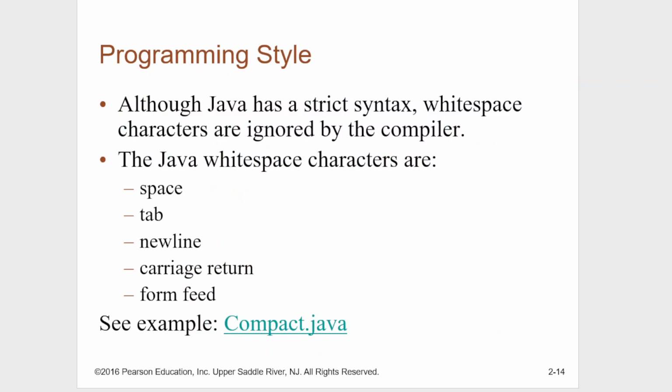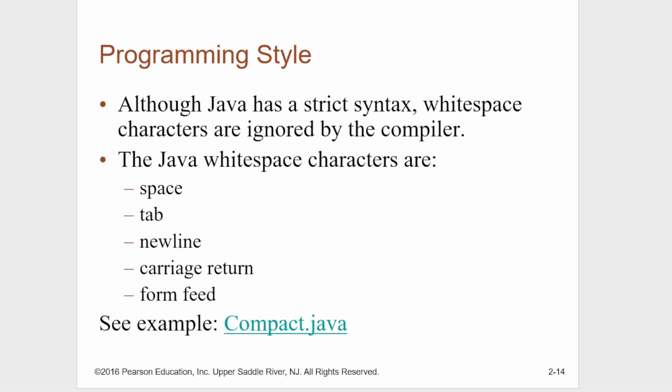All right, so programming style. Although Java has a strict syntax, white space characters are ignored by the compiler. The Java white space characters are space, tab, new line, carriage return, and form feed. In other programming languages, like Python, we don't have brackets. So when we say white space, we mean everything from a tab in.